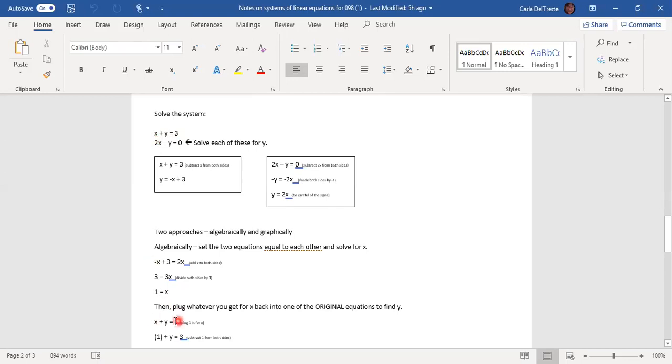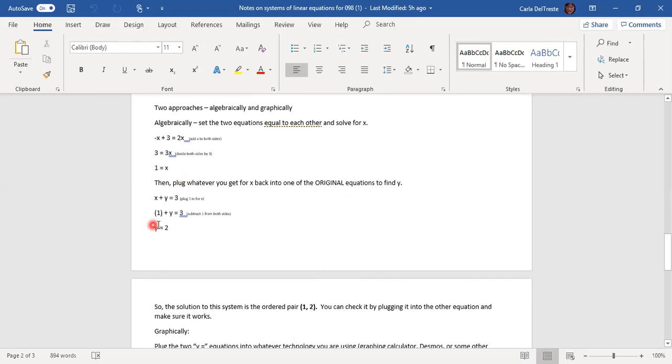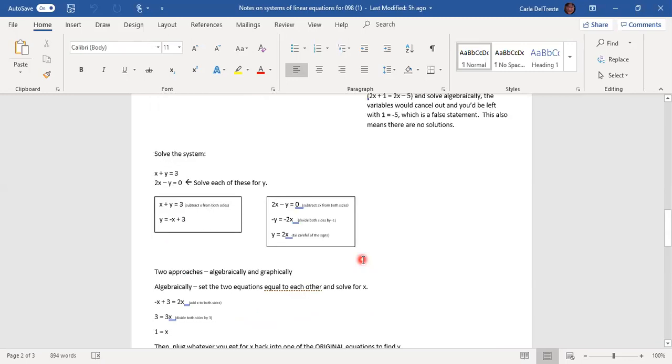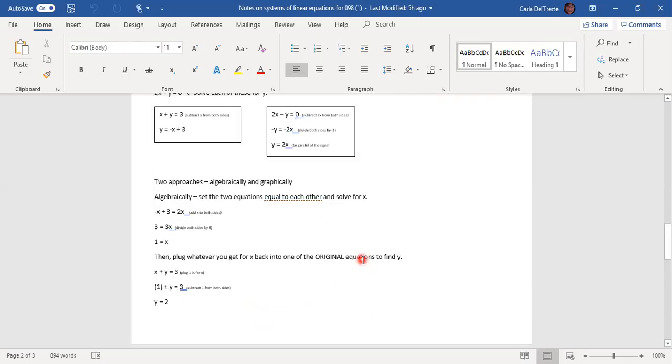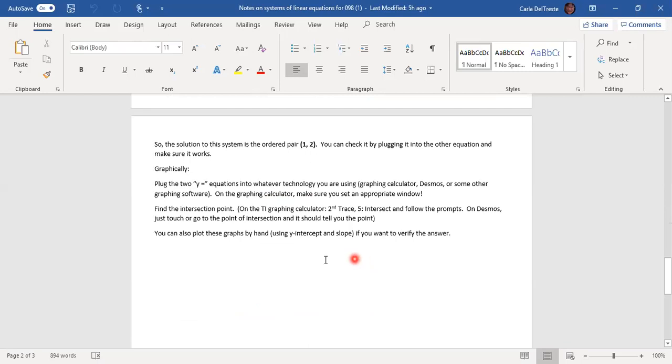So I took the first equation, I substituted 1 in for x, since that's what I got, and I found out that I get a y value of 2. So the point 1, 2 is a point that they both share. So that tells me that the solution to the system is the ordered pair 1, 2, and I can check it by plugging it in to the second equation and making sure that that works out. So you guys, you can try that on your own.